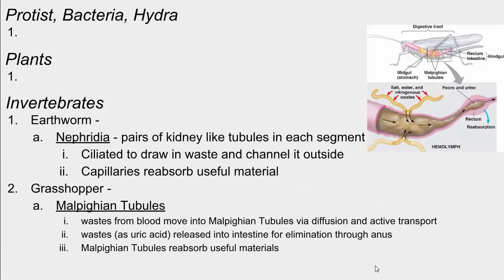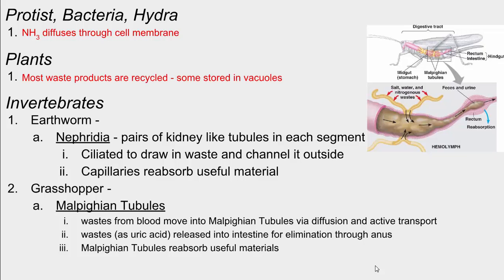All right, so let's compare our organisms that we've been talking about all along. So protists, bacteria, hydra, aquatic organisms, single-celled organisms, they have a pretty easy time dealing with this. Basically, ammonia just diffuses out of the cell through the cell membrane. Simple. Plants typically can recycle nitrogen waste products.